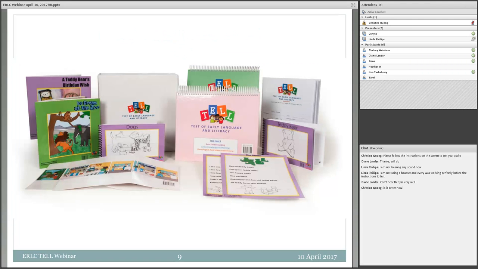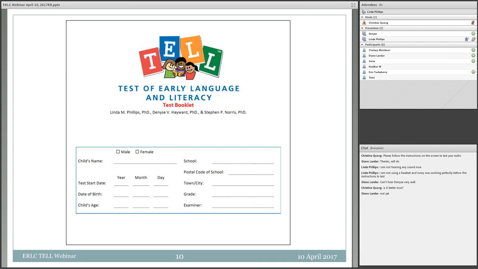This photograph provides an overview of the TEL testing components. There are 2 easels, 4 storybooks, 4 story pages, a comprehensive manual, and a test booklet. In the next few slides, we want to point out to you how each section is organized and also describe some of the unique features of the TEL.